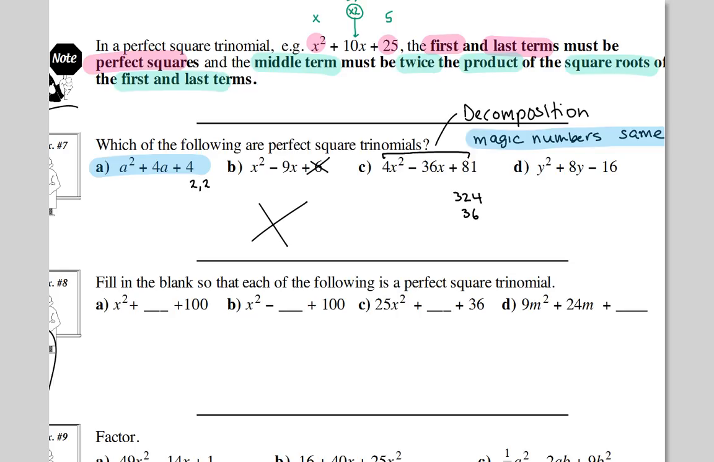So for this one, going with decomp, it's like, wow, I've got to think of all the numbers that multiply to 324. That's too much, right? This AC value and this B value. So there's got to be a better strategy. Yeah, because you know you should square root that. You got some good intuition there.